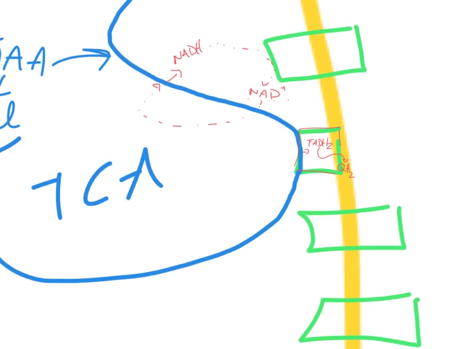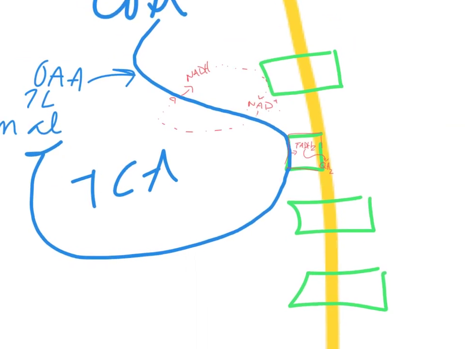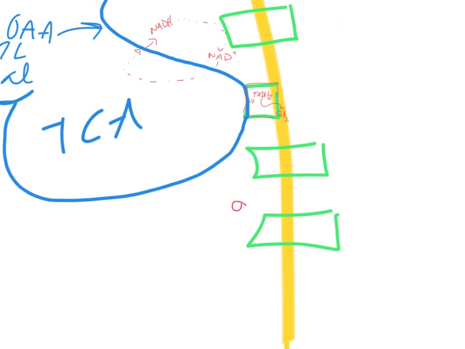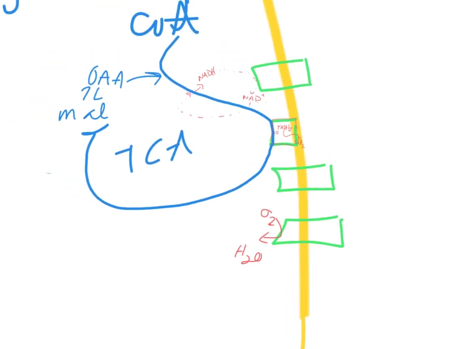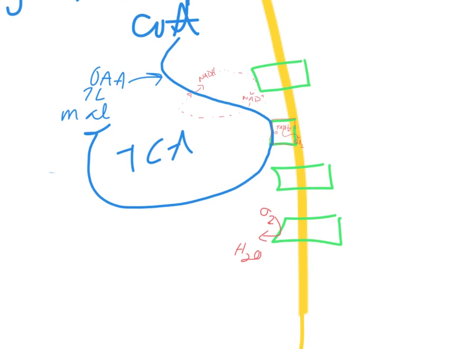And the only way to regenerate that NAD plus is to breathe. Okay? If you don't have oxygen, none of the electrons will flow through the electron transport chain, and you just won't be able to make NAD+. Okay. Let's see, what else did we get out of here? A GTP.